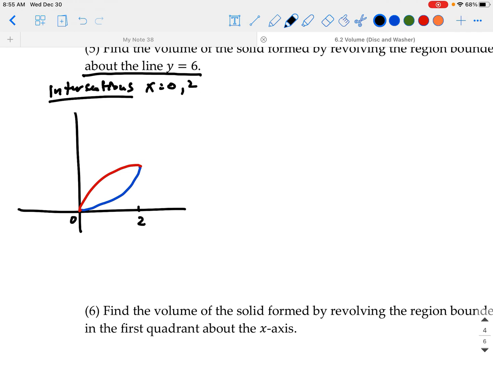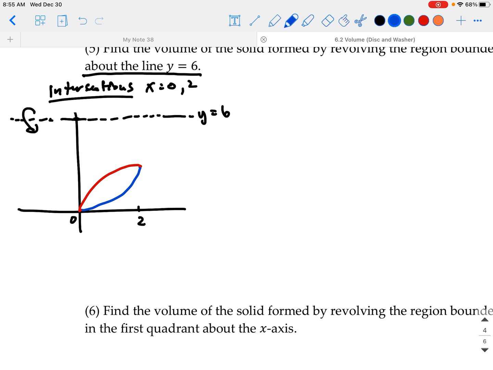And I'm only going to graph the region. You can sketch a graph of the entire function again if you want to, but we've already done this in the previous example. So we know that's the region that we're interested in, but now our line of revolution, or our axis of revolution, is above our curve at y is equal to 6. So I'll put a big arrow here.